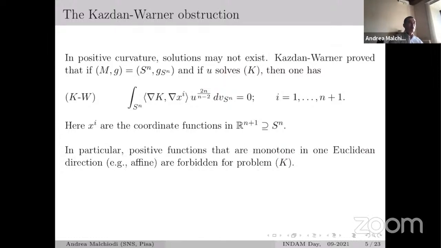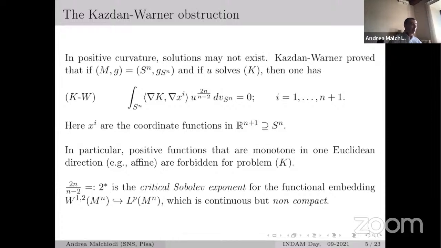So what is the consequence of this identity, the Kazdan-Warner identity? Well, if you take a function K that is monotone with respect to one Euclidean direction, then you make this scalar product positive or non-negative. U is also positive, and there is no way for this integral to vanish. Therefore, such functions that are monotone with respect to some Euclidean directions are forbidden for the above problem.